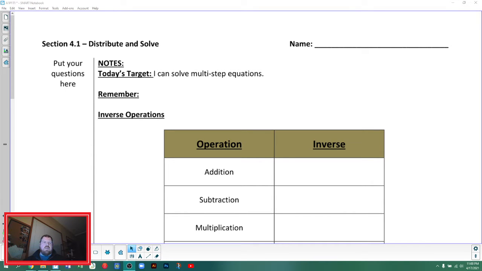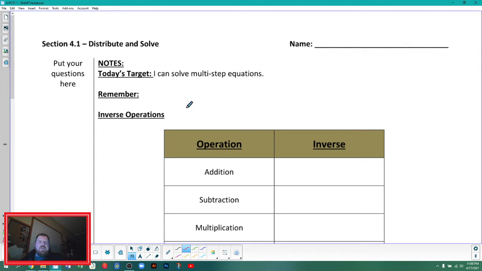Hello and welcome to the Section 4.1 lecture today for Algebra in Part 1. This week we're going to get started with some more advanced equation solving. We're going to start off today with some distribute and solve multi-step equations.